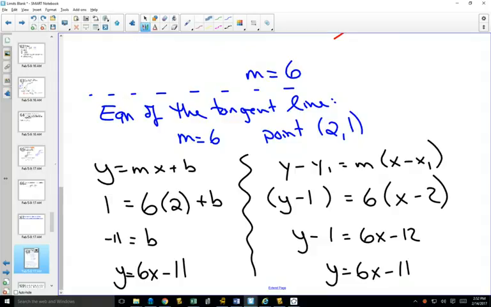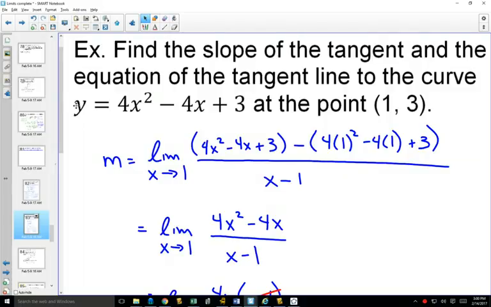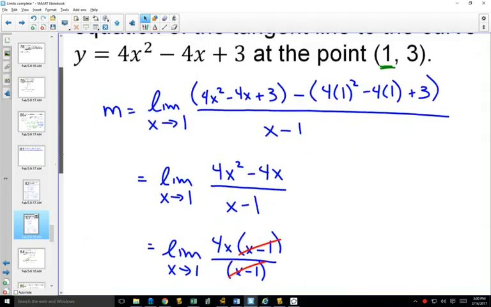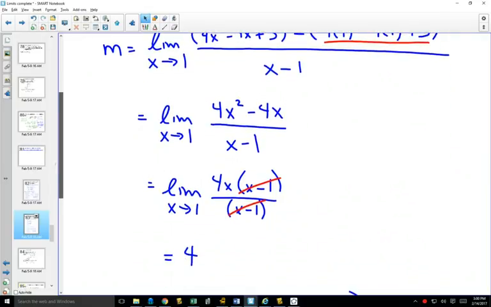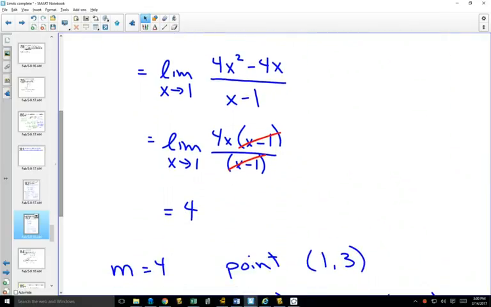So I'd like you to try the next one on your own. I'll put up the answer in a second. So we want to find the limit as x gets close to 1, because 1 is the x value at the point that we want to find. Of course, here I did it the long way. I plugged in 1 into the whole formula, but you'll find out that this whole thing here is going to equal 3, because when you plug 1 into the equation, they gave you the point, so you know that it's going to equal 3. Simplifying this and factoring, your x minus 1's cancel out, and we get a slope of 4.